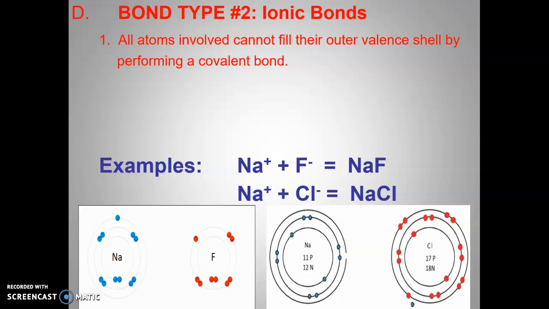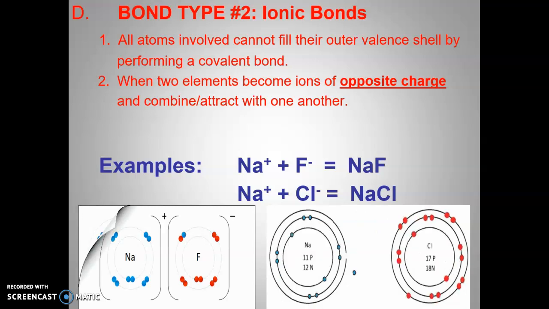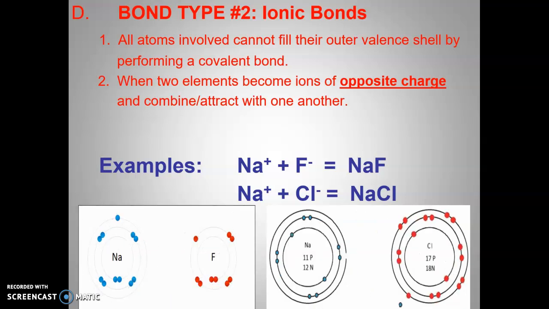So again, all atoms involved, like I just said, will not be able to fill their outer valence shells by doing any type of covalent bond, either polar or nonpolar. And once they become ions, what do opposite charges do? They attract and combine with one another.